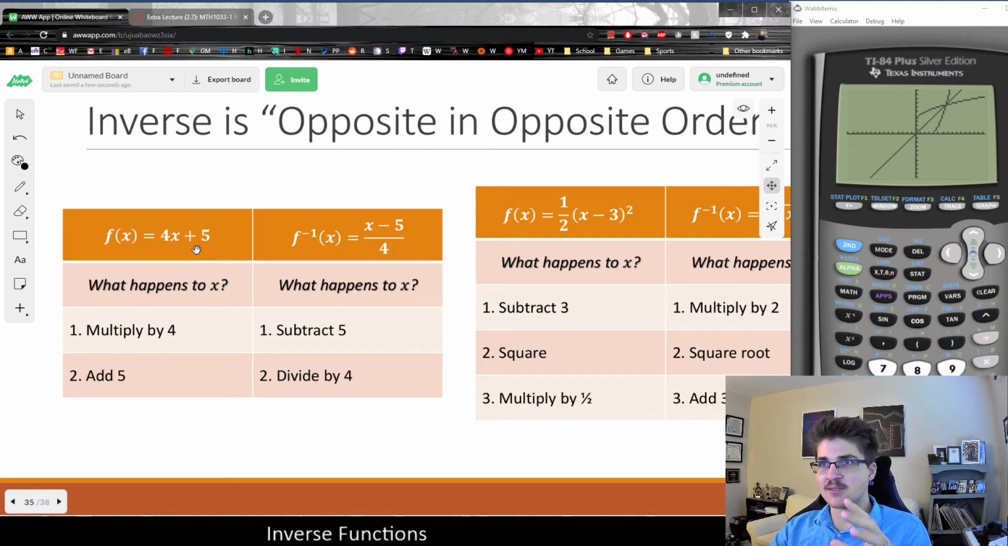Everything about it's backwards. Instead of adding 5, I'm subtracting 5. Instead of multiplying by 4, I'm dividing by 4. And notice that the order is also inverted. This is another way you can represent an inverse or figure it out without actually having to do any math. If you just invert everything, that will properly cancel it out.